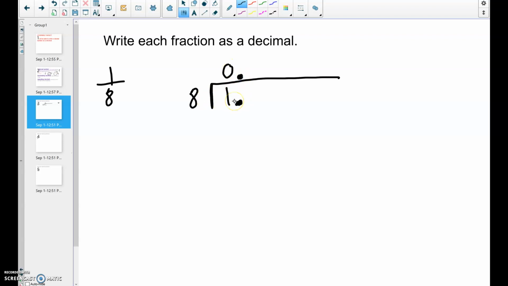8 does not go into 1. So remember, we can add a 0 after that decimal, and now we're asking ourselves, does 8 go evenly into 10? And it does. It goes in there one time. So we make sure we put it above the 0, and now 1 times 8 is 8. And now we're going to take 10 minus 8, and 10 minus 8 is 2.